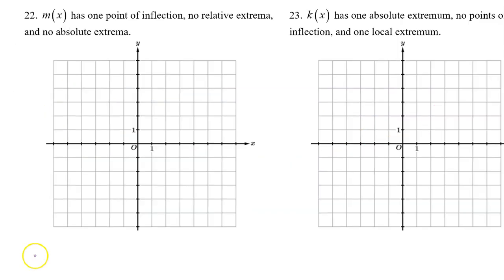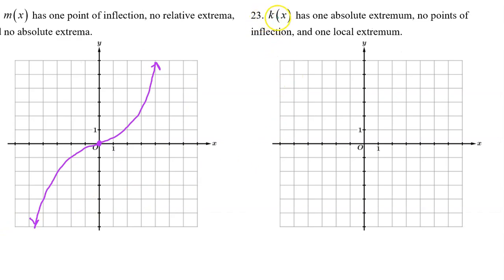So that's it. For 22, we want m of x to have one point of inflection, no relative extrema, and no absolute extrema. Okay, so I'm picturing a cubic graph that just sort of does a nice wave. You can see that that's concave down so far, and all of a sudden, concave up for the rest. So by drawing it this way, you can see that I have one point of inflection, and there are no relative extrema anywhere, and there are no absolute extrema anywhere.